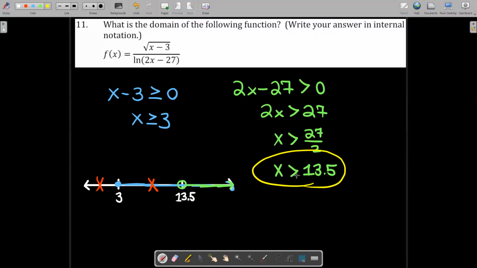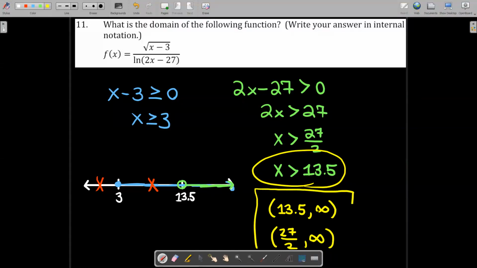Okay? So that would say that this is really what's limiting the domain. The domain is going to be x is greater than but not equal to 13.5. And if I wanted to write that as an interval, it would be with a parenthesis, 13.5 is the lowest number, and it can go as high as you want it to, all the way up to infinity. That's fine. So this is an answer. If we wanted to put this in fraction form, I don't really care which one you put, 27 over 2 to infinity. Both of these are intervals that can represent the domain, but you only need one of them. Okay? That's how you do number 11.